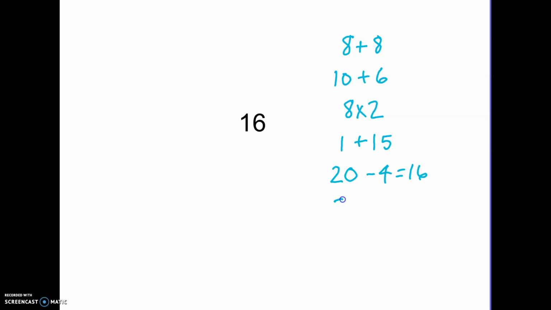What about 26 minus 6? Or possibly 30 minus 14 equals 16. How about this one? 32 divided by 2. That's 16. And 32 minus 16 is 16.